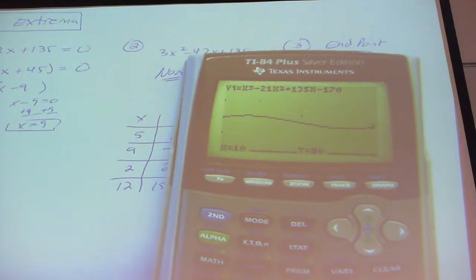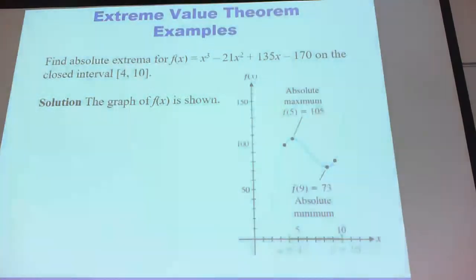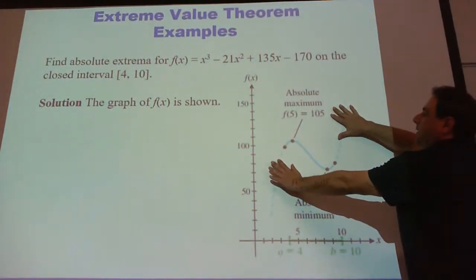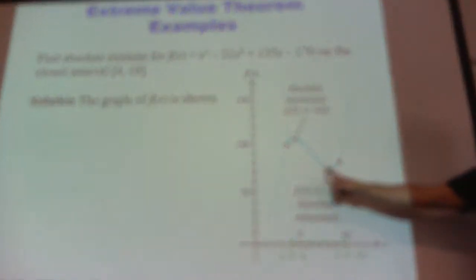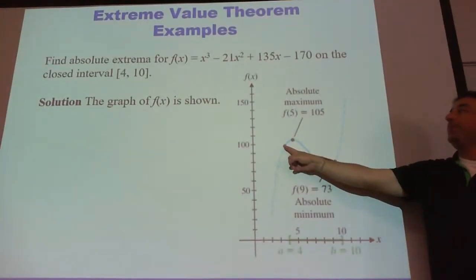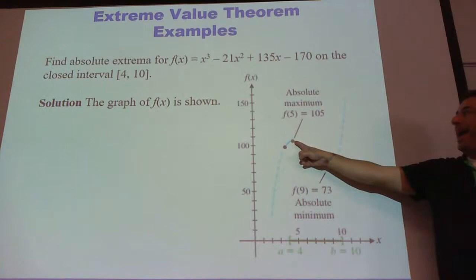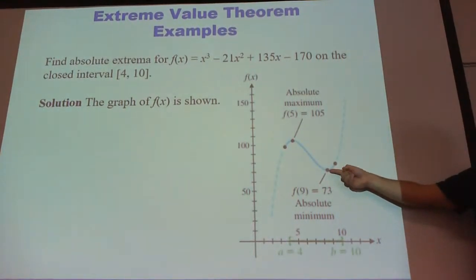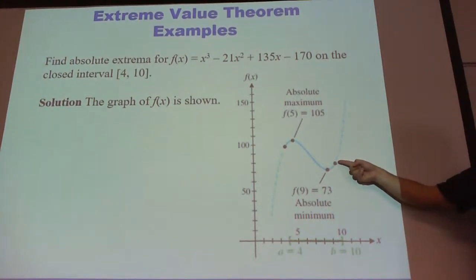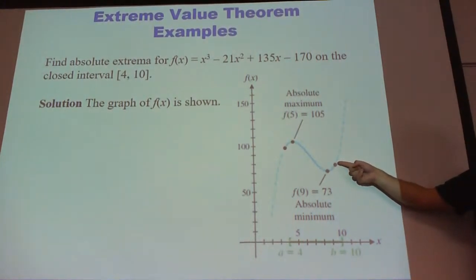Okay? So if I go back to the graph on the slide, remember, this is what it used to be. This is what it is now. And if you look at those points, this would be a local min. This would be an absolute max at 5105. This would be an absolute min at 973. And at 10, this would be a local max.